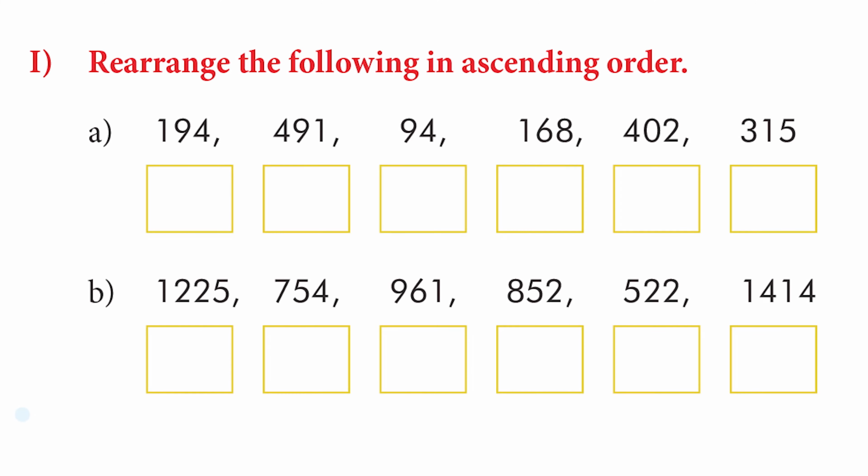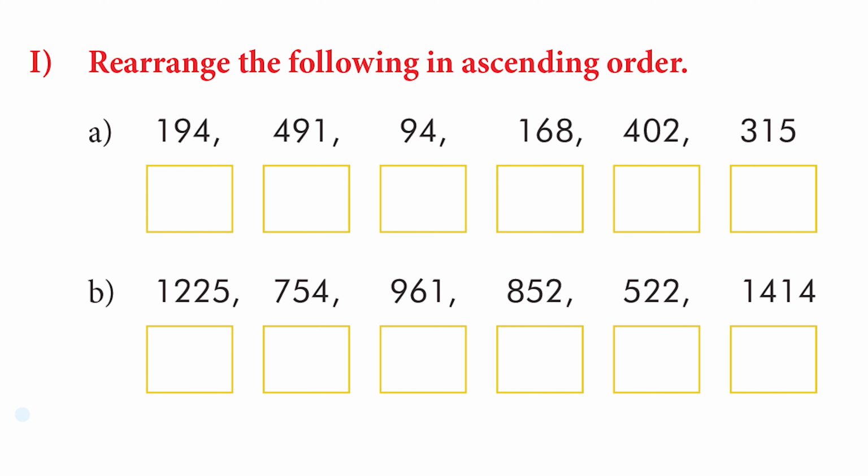Okay. So, let us see the examples given here. Page number 64. Rearrange the following in ascending order. The numbers are 90, 194, 491, 94, 168, 402 and 315. So, we have to rearrange them according to ascending order. So, what is ascending order? Again we learn, smaller to bigger.